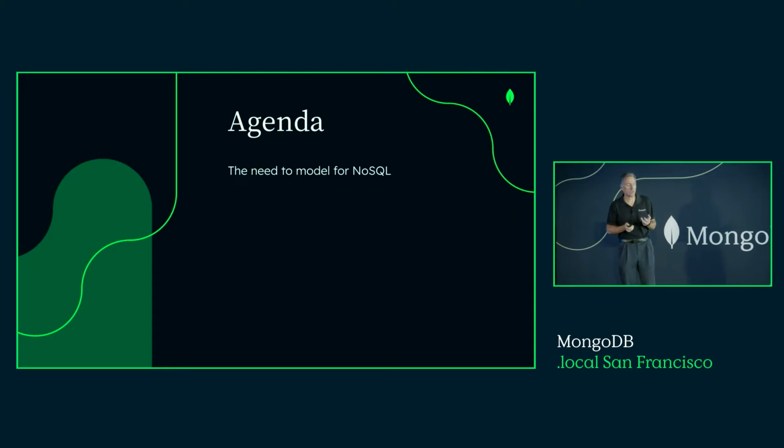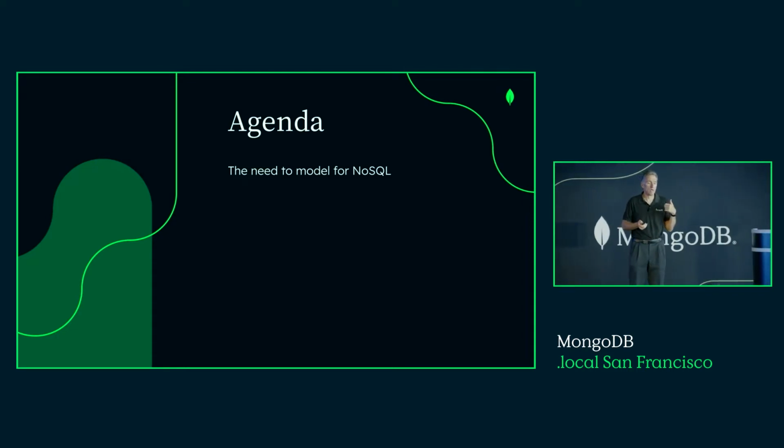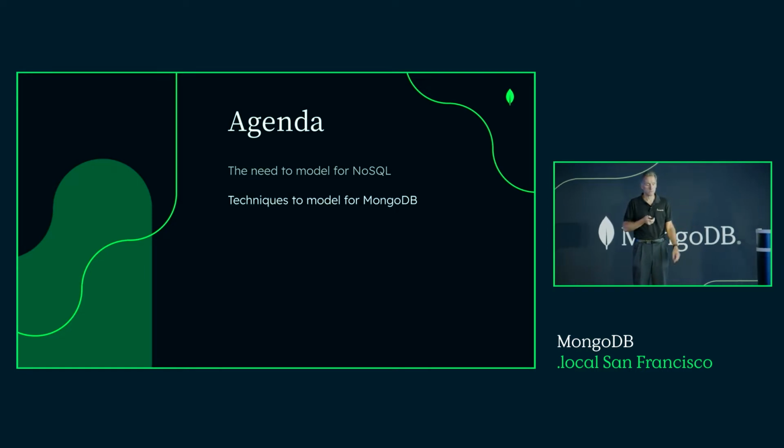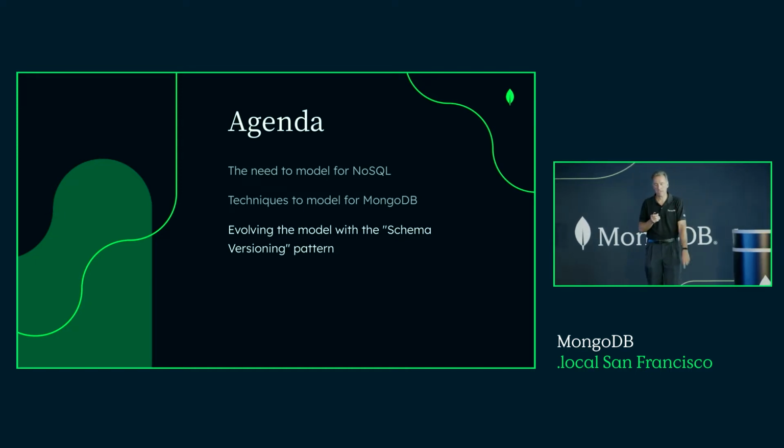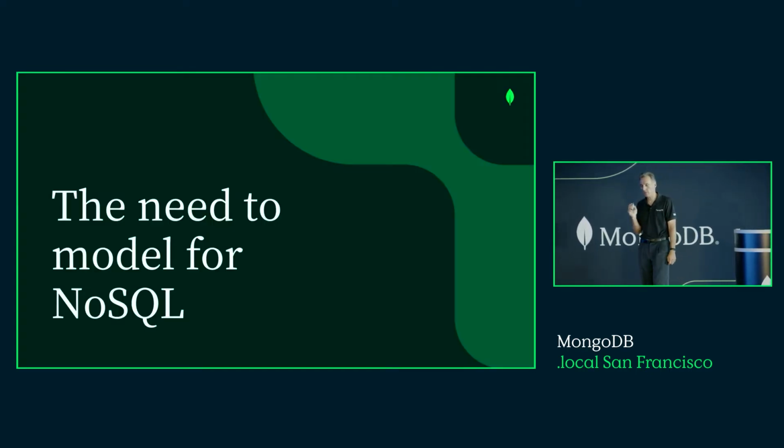Our presentation will be divided into 3 sections. First, we'll talk about the need to model for NoSQL. Then we'll introduce some techniques to help you do that modeling. And finally, we'll dig a little bit deeper into the schema versioning pattern, which is my favorite pattern. So let's get going. We have a lot to cover.